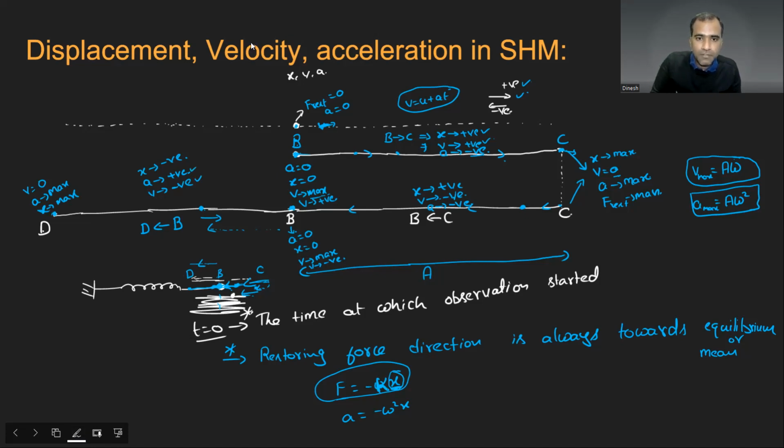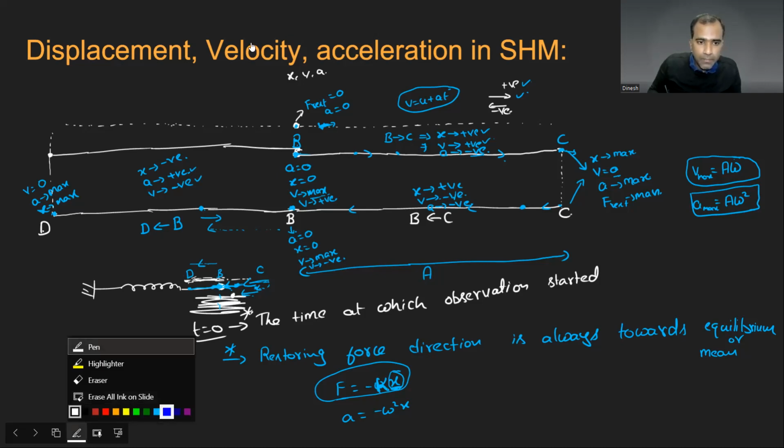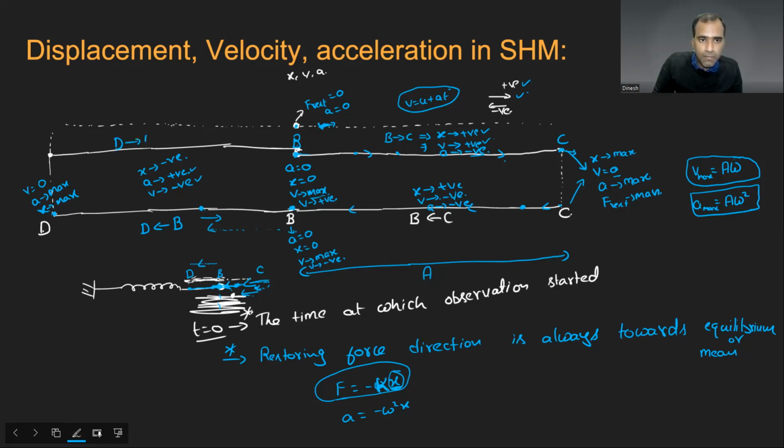Next, from D, let's go back. See here, from B to D we came through this path, and we are returning back from D to B. Let's analyze the situation of D to B. Now tell me quickly, what happens when you travel from D to B? Can you tell me about displacement?